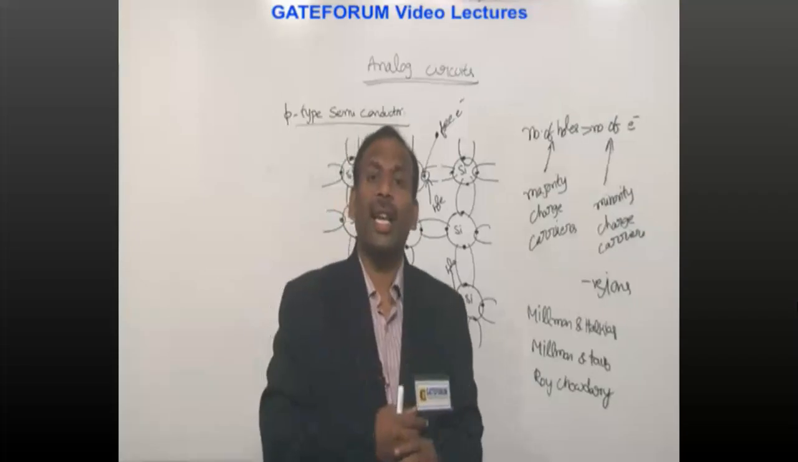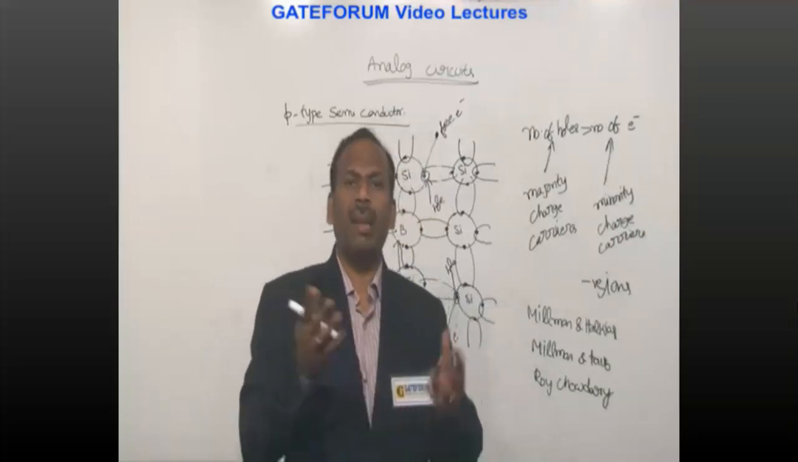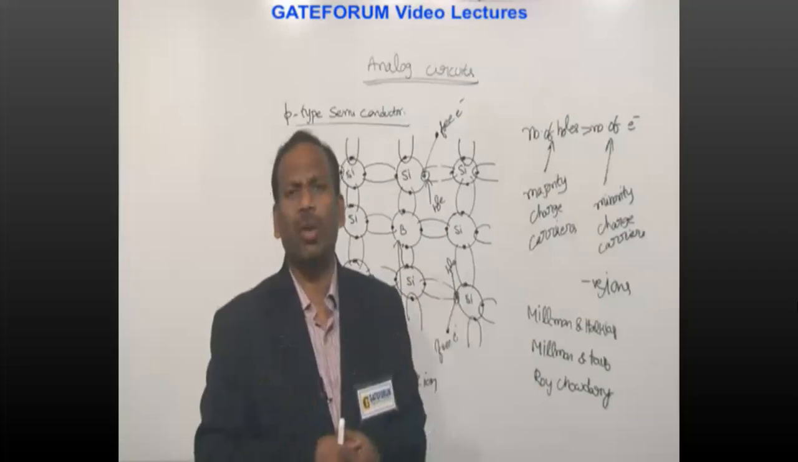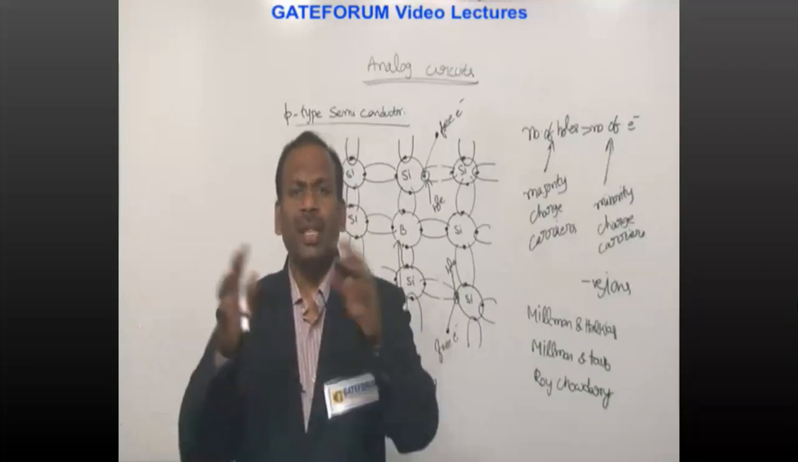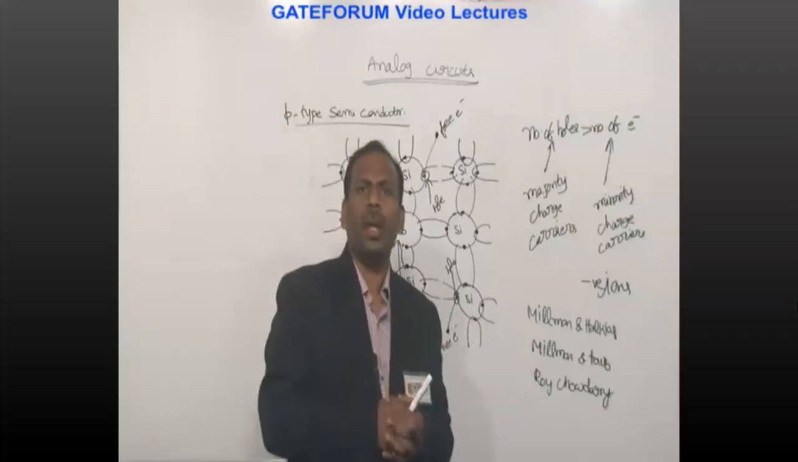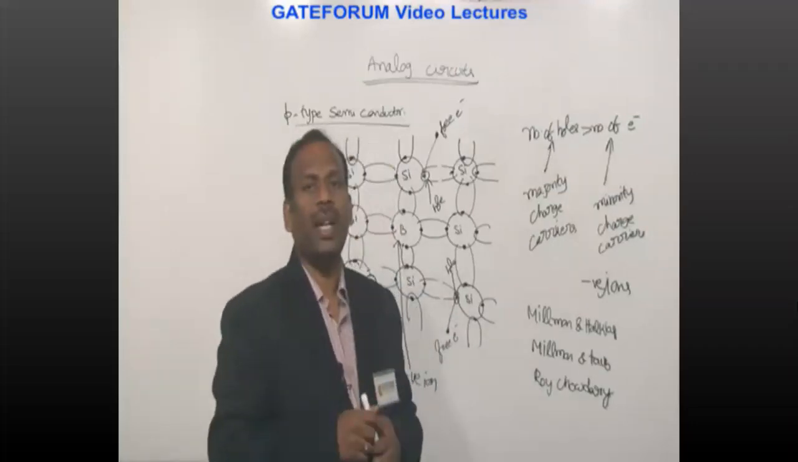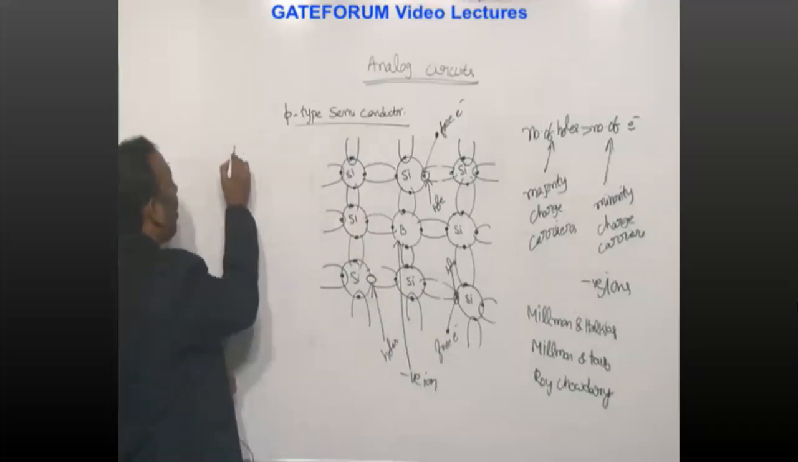We can go for energy band diagrams. Instead of atomic structure, elements are divided into groups: first group, second group, third group, fourth group, fifth group, based on the number of valence electrons. But coming to how they are classified as conductors, insulators and semiconductors, that is based on the energy band diagram.